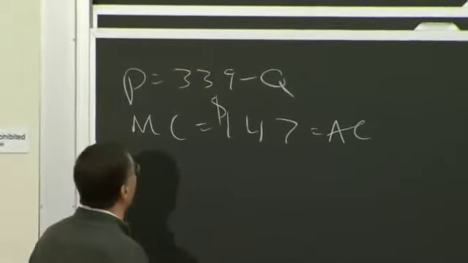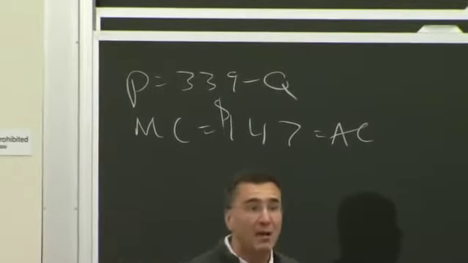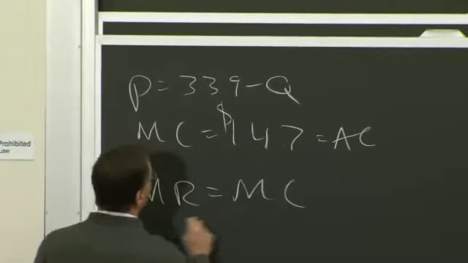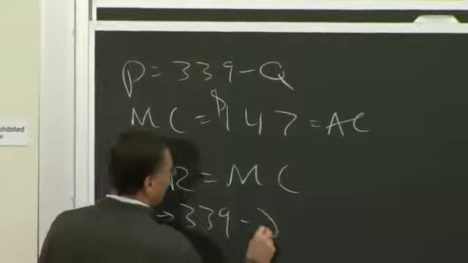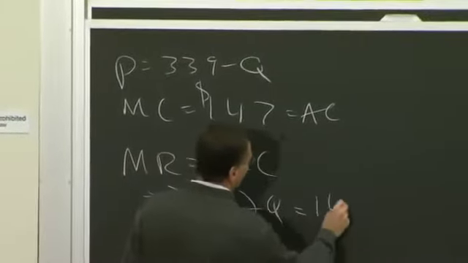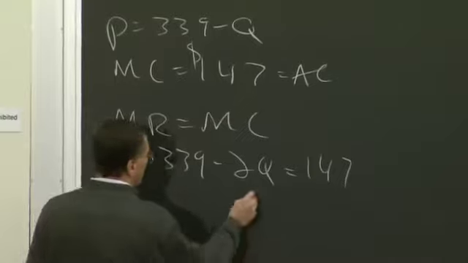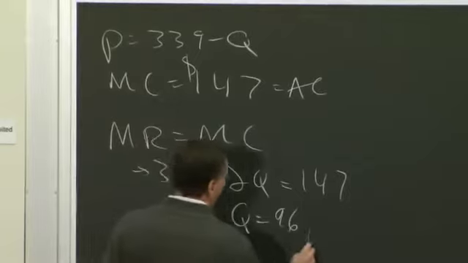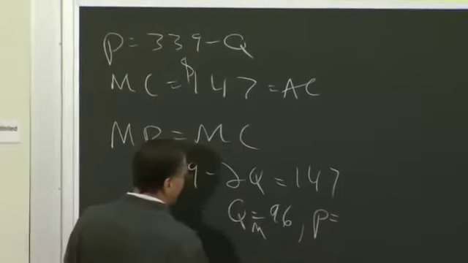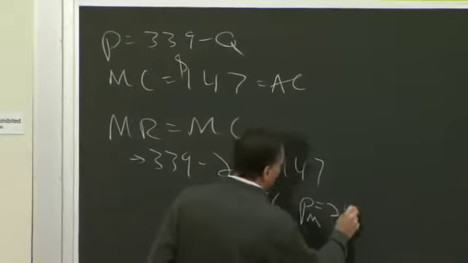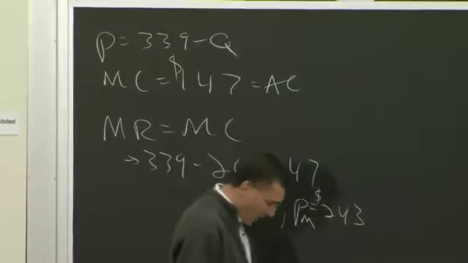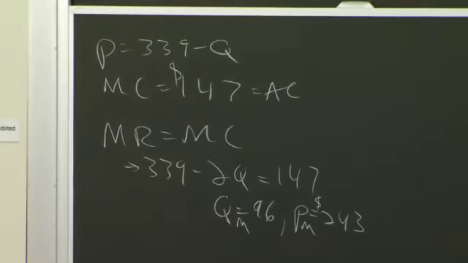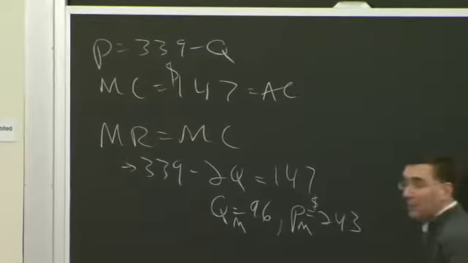We said that if the firm was a monopolist, if American Airlines, say, was a monopolist, they would set marginal revenue equal to marginal cost, which would be 339 minus 2Q equals 147. And so the monopolist was going to set a quantity of 96. So the quantity of the monopolist is 96, and the price of the monopolist is $243. That was the monopoly case, something you should be very facile with for tomorrow night, solving those kinds of monopoly problems.